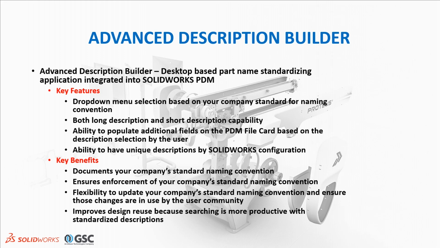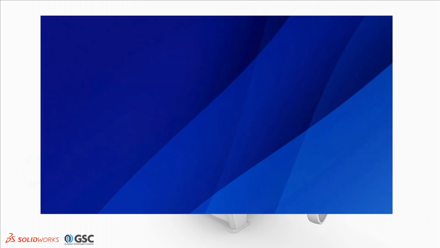One of the key benefits of creating a standard naming convention is to be able to deliver that to the user in a manner that enforces that company standard. Advanced Description Builder can be updated and provide that updated changes of your naming convention and ensure that the changes are being used by the user community. Standard naming conventions helps improve design reuse because searching is more productive. Let's take a look at Advanced Description Builder.